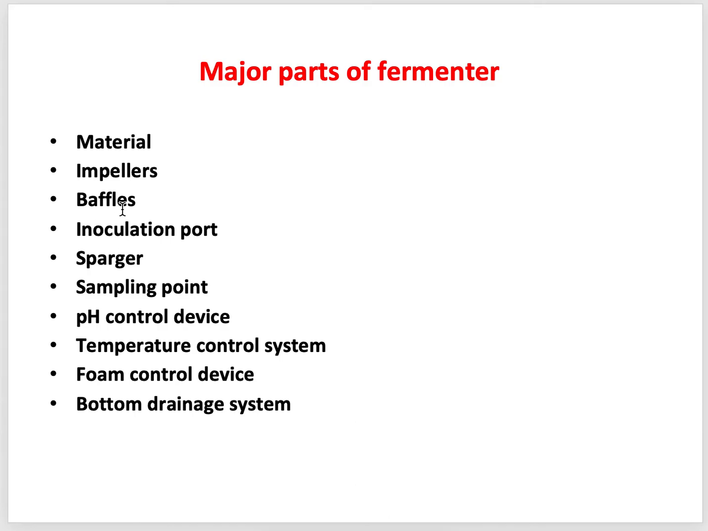Okay, these major parts, such as material, I mean, in which material the fermenter is built, impellers, baffles, inoculation port, sparger, sampling point, pH control device, temperature control system, foam control device, bottom drainage system. These are the basic or major parts that a standard fermenter has. Okay, so now in the next slides, I'll talk in detail about these different parts.